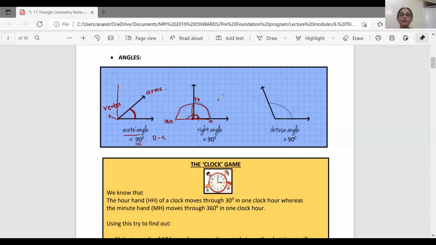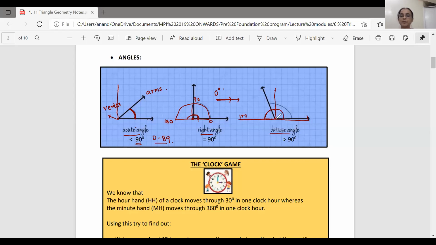So when two rays are overlapping also, they are making an angle of 0 degrees in a way, you can say that. So any angle from 0 to 89 will be an acute angle. Exactly 90 will be called a right angle, and any angle from 90 to 179 will be called an obtuse angle. And when it becomes 180, see, it will become a straight line.